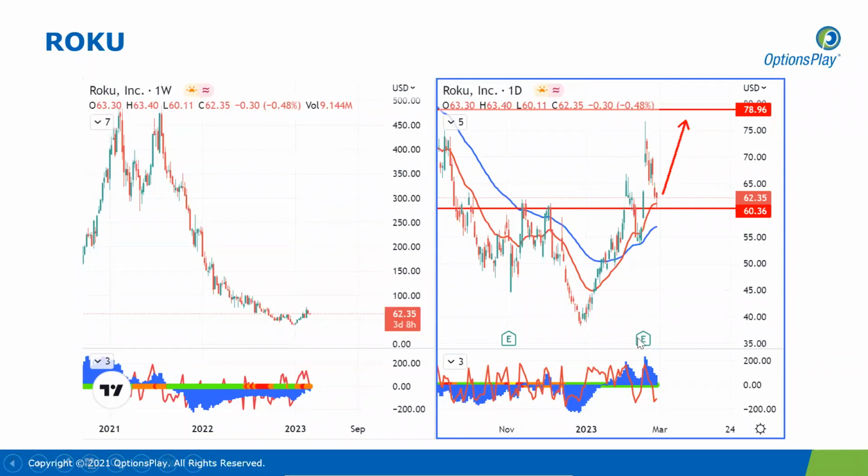Roku did have a positive earnings announcement quite recently as well. And it really has kind of invalidated this bearish structure, at least on a daily time frame, where 60 was acting as a major area of resistance, now turning support. So very good risk to reward bullish entry point here for Roku for the move higher to around 75 or 80.